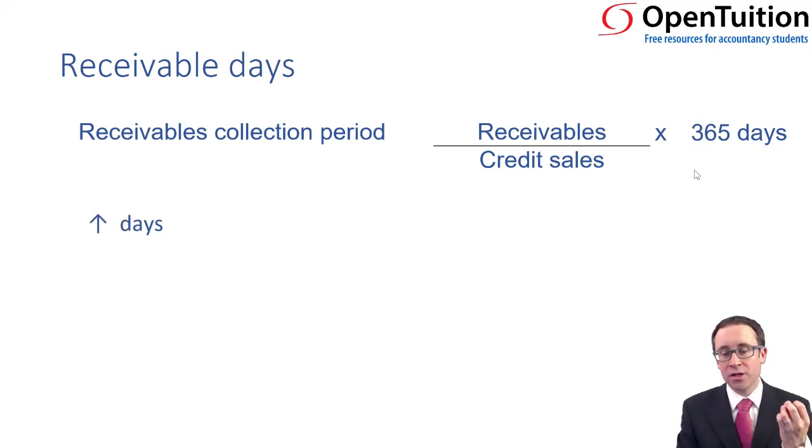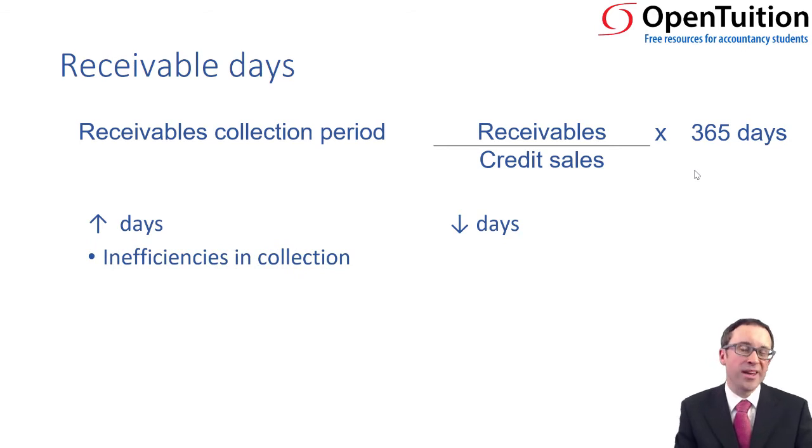An increase in days means it's taking you longer to get the cash in. A reduction in days means you're getting the cash in quicker. What have we got? So days have gone up. Inefficiencies in collection. You haven't been able to collect the cash in quicker. Maybe you've had a high turnover of staff and people are still learning the ropes in order to get the procedures up to speed. Okay. Hopefully that will rectify itself next year.